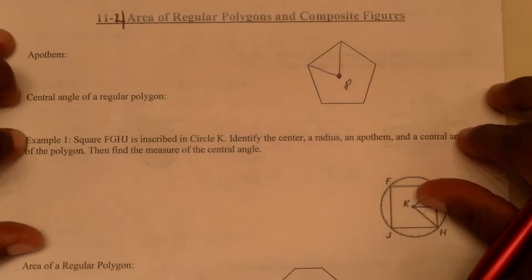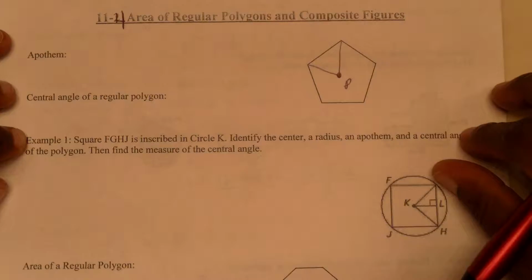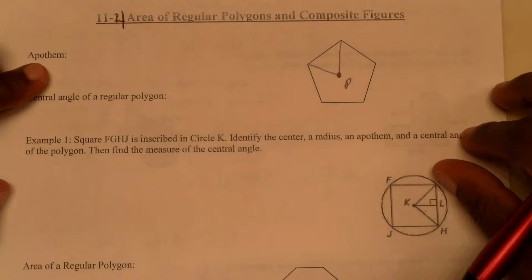Okay, so we're doing 11.4. Today we're talking about area of regular polygons and composite figures. We're going to jump straight into finding the area of a regular polygon. Before we can do that, we have to identify what an apothem is.